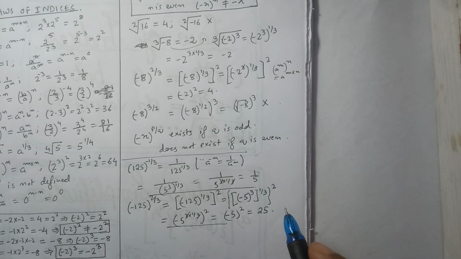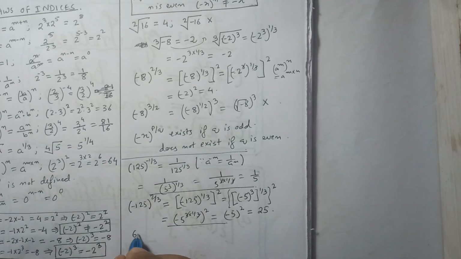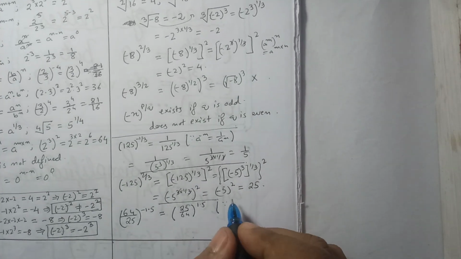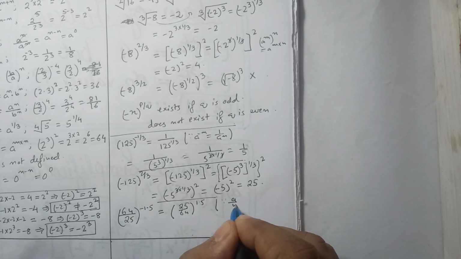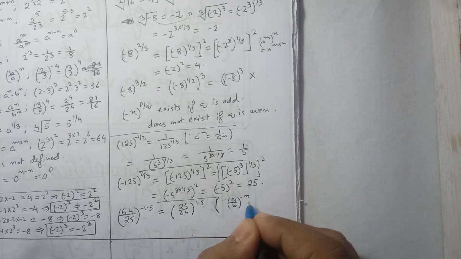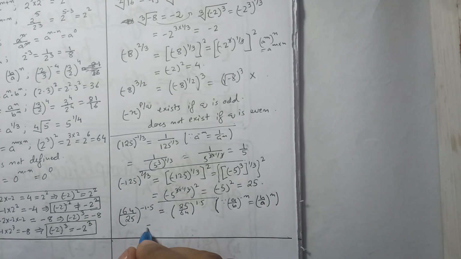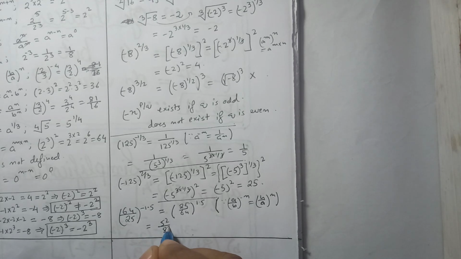Moving on to the next. If you are given (64/25) to the power of minus 1.5, this can be written as (25/64) to the power of 1.5, since (a/b) to the power of minus n is equal to (b/a) to the power of n. So this is (5^2/8^2) to the power of 3/2, since 1.5 is 3 by 2.